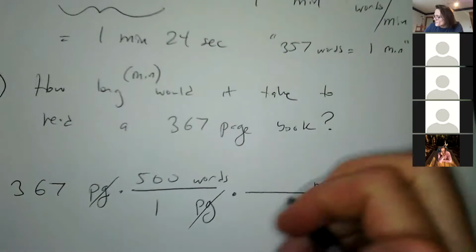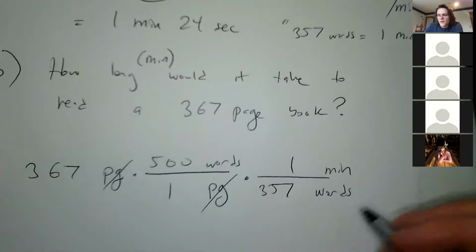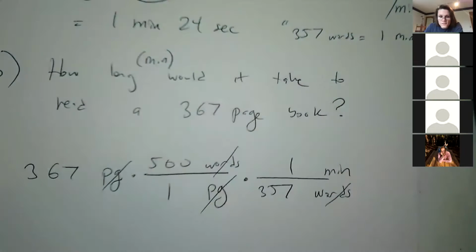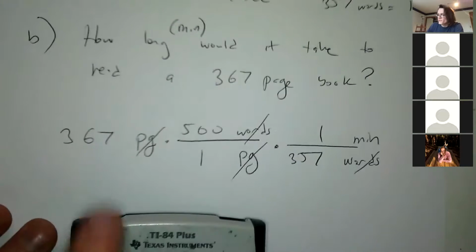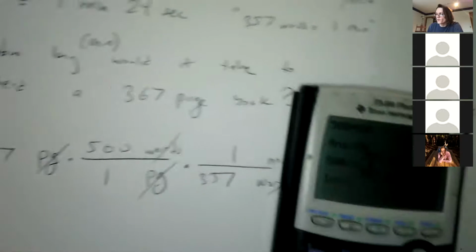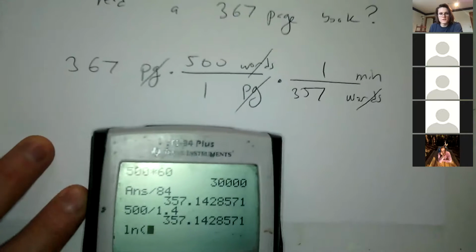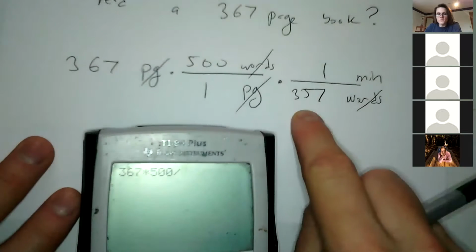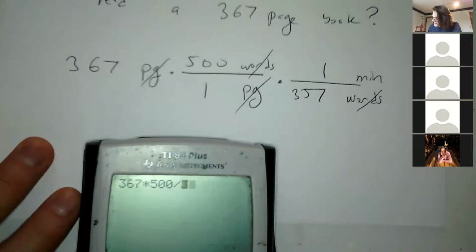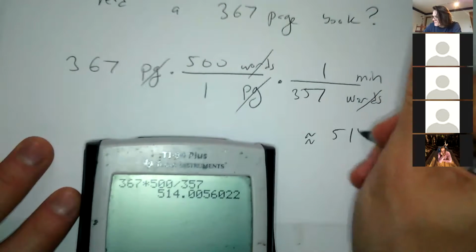In any case, so I have 357 and 1 on the top. And now the words cancel, and the only unit left is minutes. So I can just go through and compute. So I have 367 times 500 over 357. So 367 times 500 divided by 357. So it takes about, say, 514 minutes.